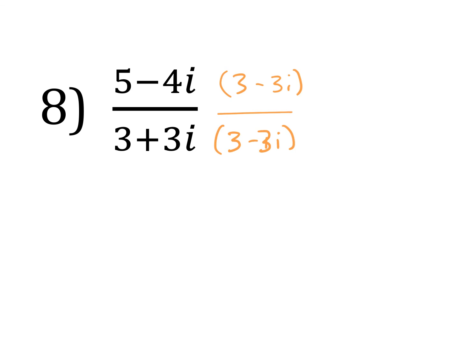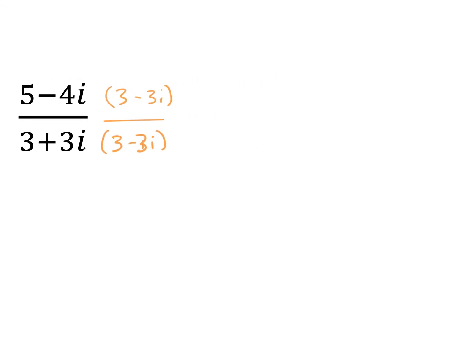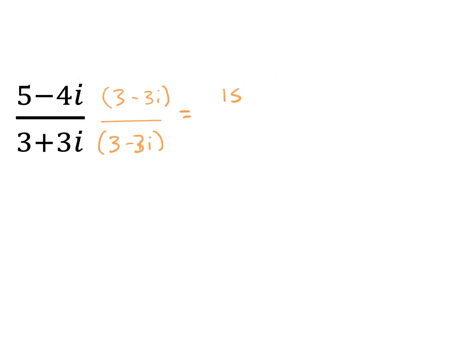So let's multiply the top first. I'm going to get 15. Multiply the outsides. This would be minus 15i. The insides would be minus 12i. And then the last would be plus 12i squared.